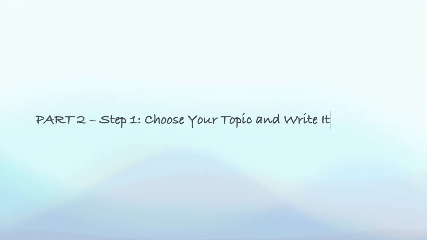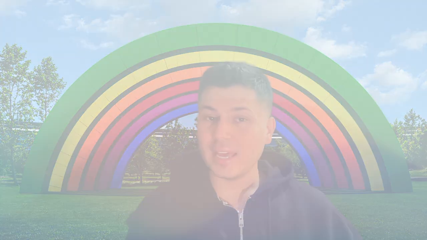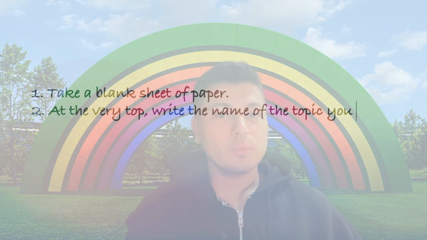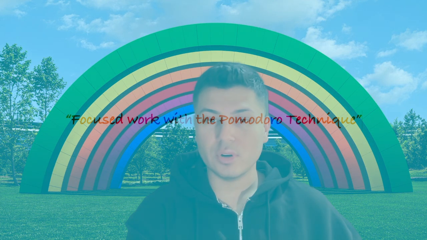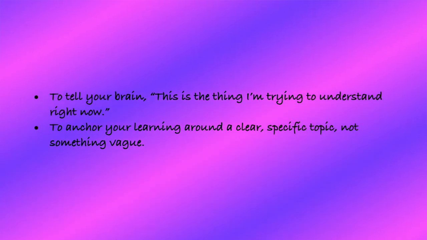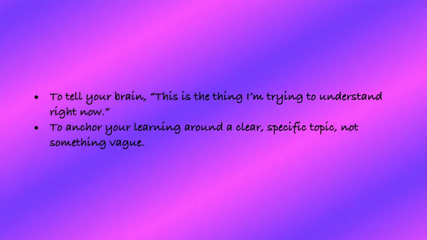Part 2, Step 1. Choose your topic and write it at the top. So step 1 is extremely simple. Take a blank sheet of paper. At the very top, write the name of the topic you want to understand. In our case, the top of the page says Focus Work with Pomodoro Technique. The goal here is to tell your brain this is the thing I'm trying to understand right now. So anchor your learning around a clear, specific topic, not something vague.